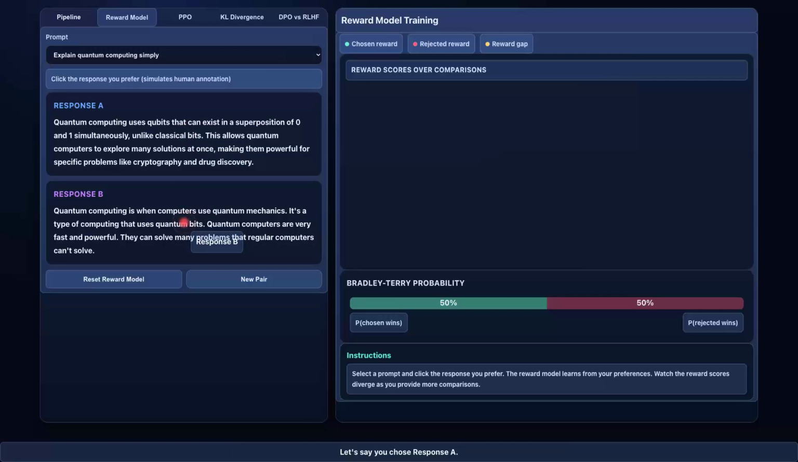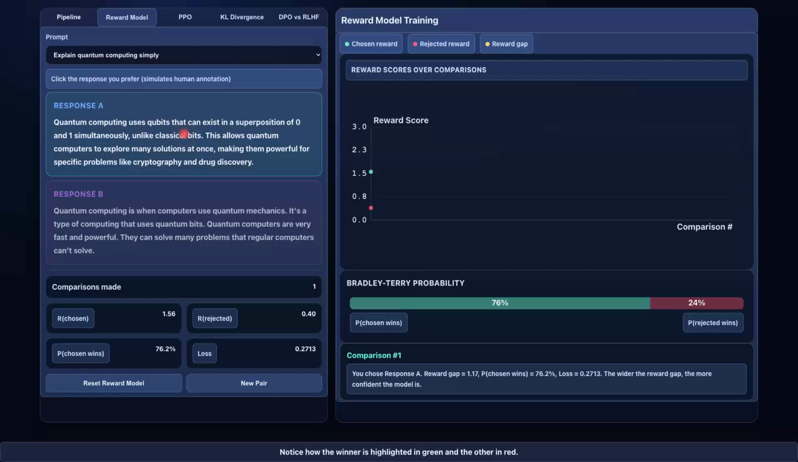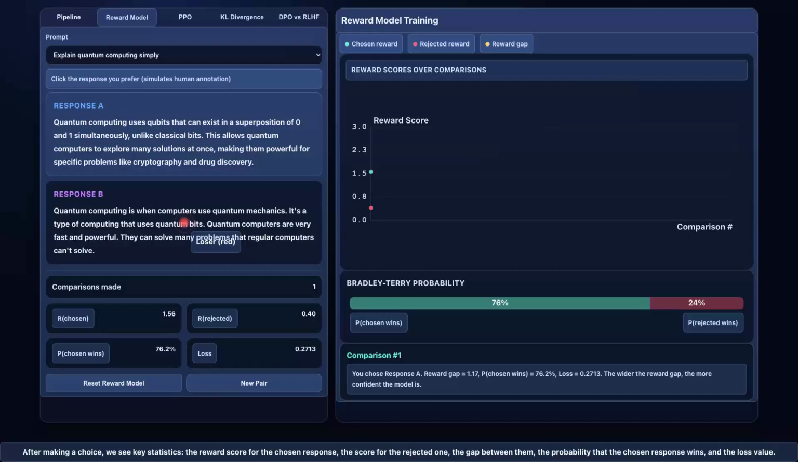Let's say you chose response A. Notice how the winner is highlighted in green and the other in red. This feedback is exactly what the reward model uses to learn human preferences. After making a choice, we see key statistics: the reward score for the chosen response, the score for the rejected one, the gap between them, the probability that the chosen response wins, and the loss value. These numbers show how the reward model is being updated with each comparison.